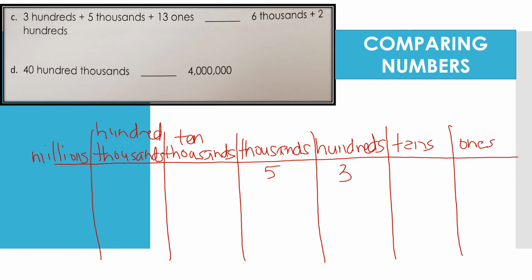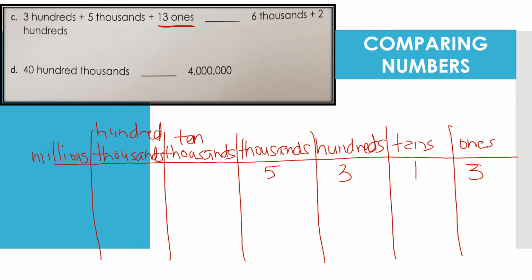5,000s. And then we have 13 ones. Now notice 13 ones has 2 digits. So I can't place both of those digits in my ones place. I place my 3. And that means my 1 has to go in my tens place, because that 1 ten and 3 ones is equal to 13 ones. All right, so that's 5,313.